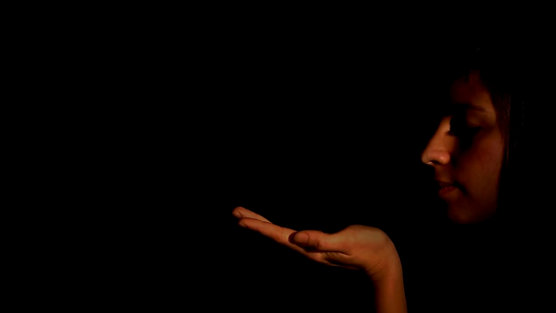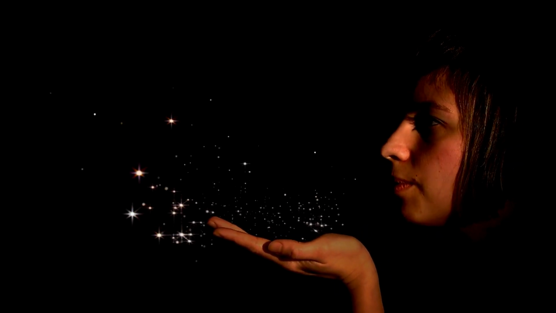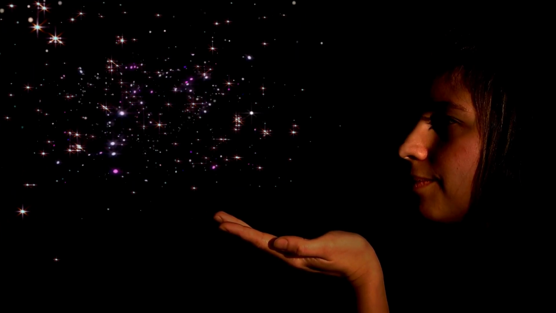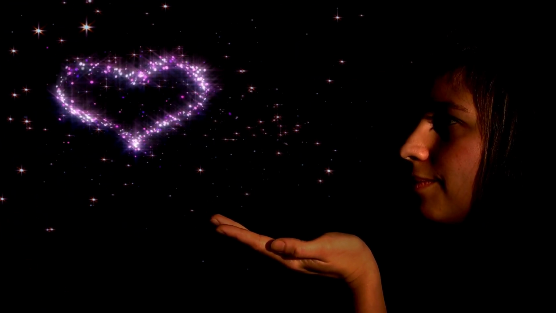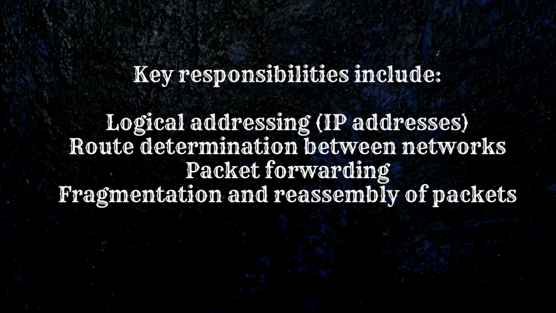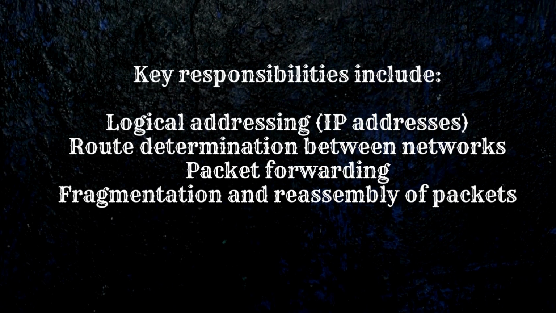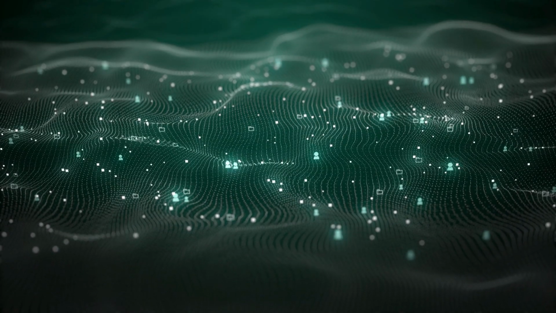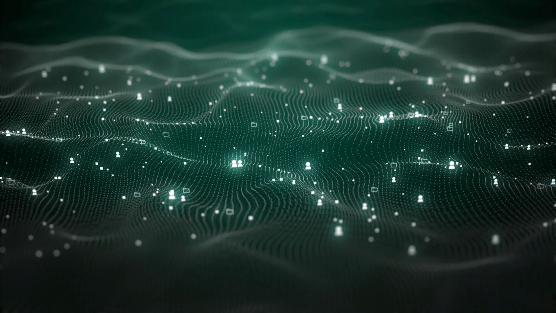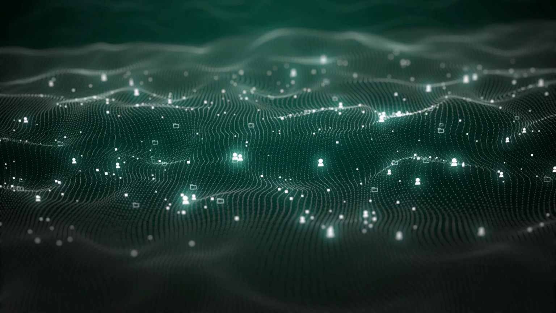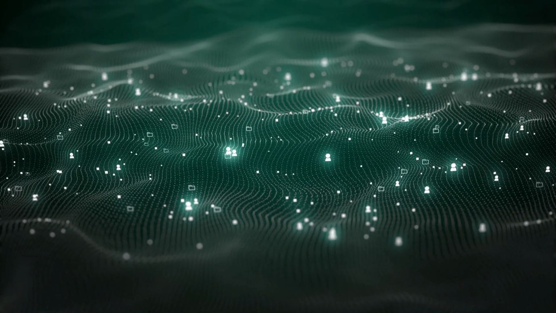Layer 3, the network layer. This is where the magic of routing happens. This layer determines the best path for data to travel across multiple networks to reach its destination. Its responsibilities include logical addressing, route determination between networks, packet forwarding, fragmentation and reassembly of packets. When you send an email to someone in another country, the network layer determines how that data will hop across dozens of different networks to reach its destination on the other side of the world.